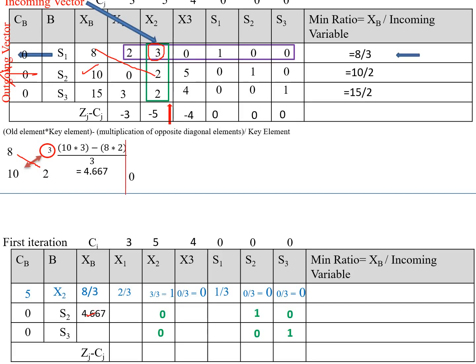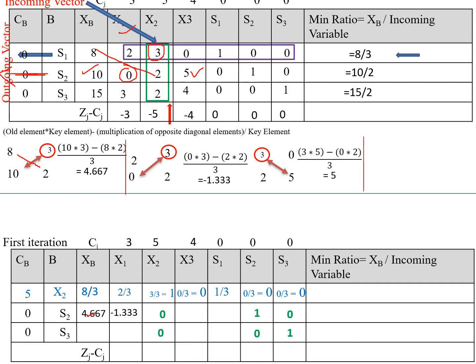Similarly, next one is for the S2 row and X1. Here old element is the 0 and the key element is the 3. Opposite diagonal elements are the 2, 2. Then value it will become 1.333. So next one is the S2 row and X3 value. Old element is the 5, diagonal element is the 3 and opposite diagonal elements are the 2, 0. Then the value is 5.